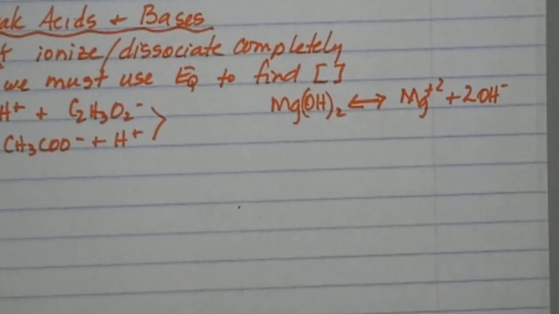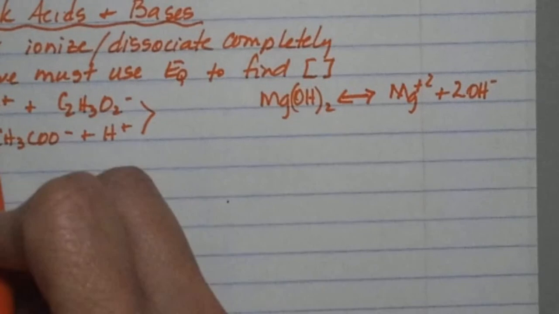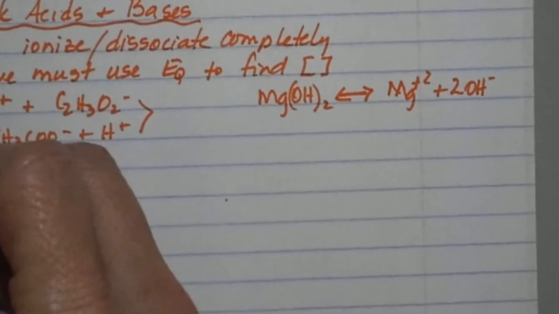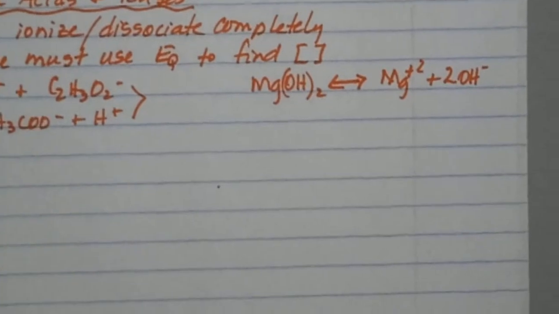Because of this, we have to calculate the concentration. So we have to use this piece right here. We have to use the equilibrium expression to do that. You know how when we had KSP, we had products over reactants, right? We're doing the same basic thing here.